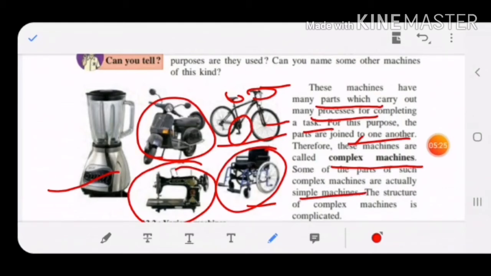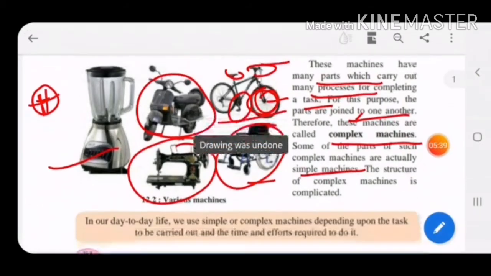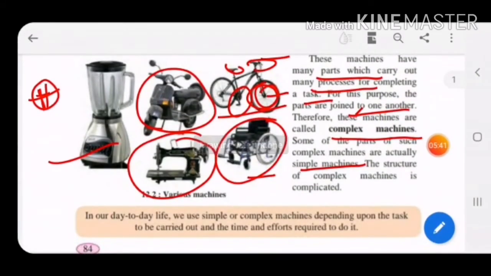If you look individually at this wheel of a cycle, it is a simple machine. But when it is joined with all the other parts of a cycle, it makes one complex machine. So a complex machine is made up by joining many simple machines or simple parts. The structure of a complex machine is complicated, and children, it is very difficult to understand.